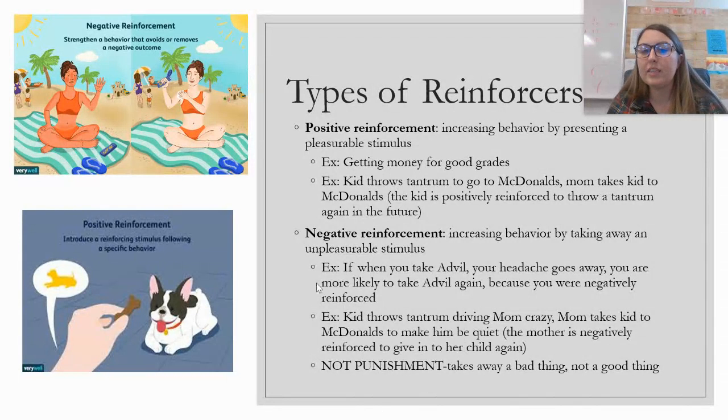Let's say we take the same kid tantrum McDonald's example. The kid is throwing the tantrum and he is driving mom nuts. The mom takes the kid to McDonald's to make him be quiet, and it causes him to be quiet. The mom is now being negatively reinforced because it's taking away something annoying. To take him to McDonald's again, or give it to him in some way, is going to reduce that annoyance. So negative reinforcement is all about reducing something we don't want, reducing pain, reducing something annoying.